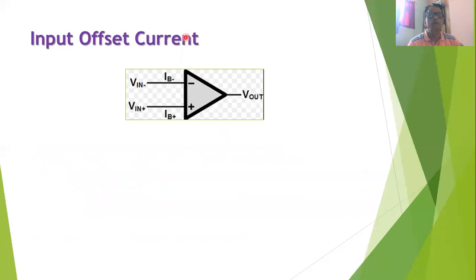Now we will define one more parameter of the operational amplifier, and this parameter is called the input offset current. Suppose we have been given an operational amplifier and we know that it has two inputs. One input is called the inverting input, another is called the non-inverting input. Suppose some voltage is applied to the inverting input and some voltage is applied to the non-inverting input. Then a certain amount of bias current will flow through the inverting input, and suppose this is IB minus, and a certain amount of bias current will flow through the non-inverting input, and suppose it is IB plus.